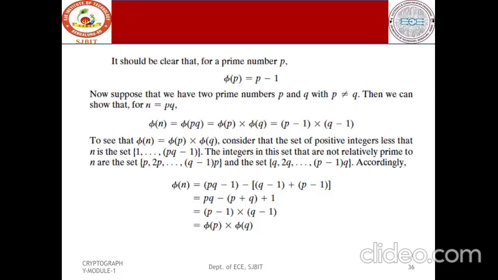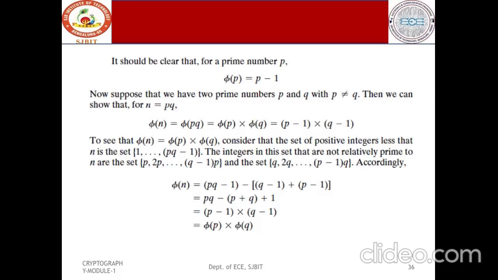To see that phi(n) is equal to phi(p) times phi(q), consider the set of positive integers less than n. The integers in this set that are not relatively prime to n are the set {p, 2p, till (q-1)p}, and the set {q, 2q, till (p-1)q}.